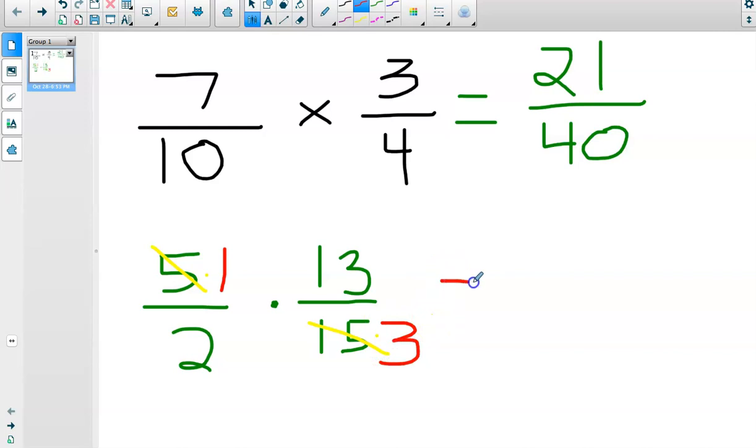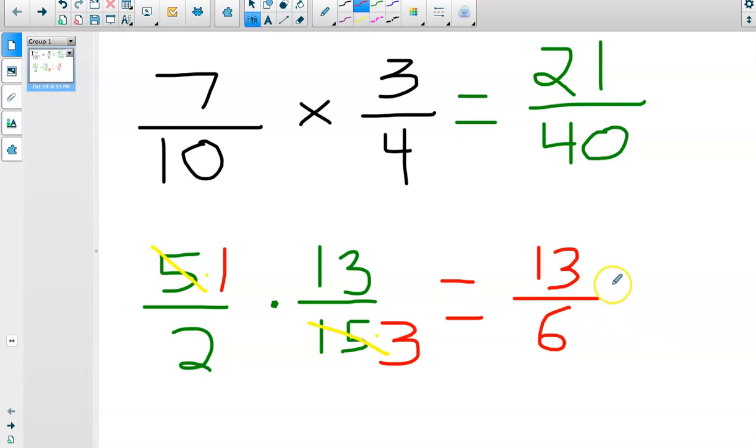And at this juncture, it's just straight multiplication right across. 1 times 13, that's 13. 2 times 3 is 6. So now we have an improper fraction. However, I want a mixed number.